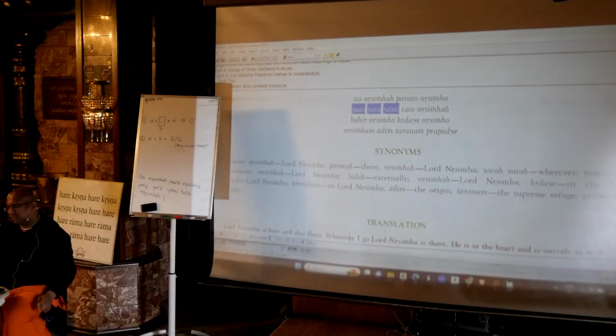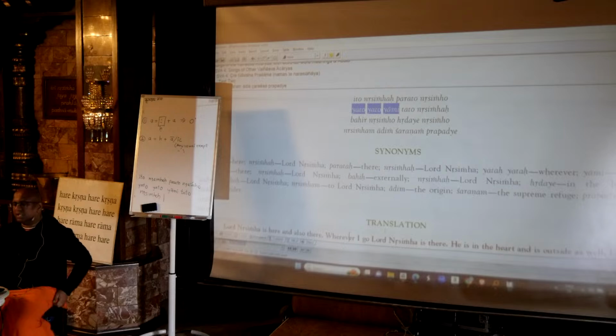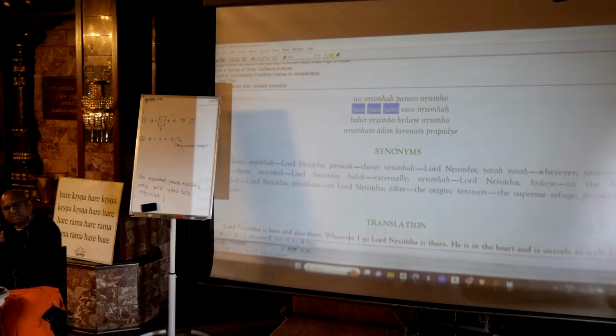So if you have to say it that way, in singing you will have to adjust it a little bit in a proper way. Bahir Nrisimho Hridaye Nrisimho Nrisimhamadim Sharanam Prapadye. So it has to be a little bit of practice, right? Narasimhamadim Sharanam Prapadye. Instead of that, Nrisimhamadim Sharanam Prapadye. It's that way. You are understanding, no?